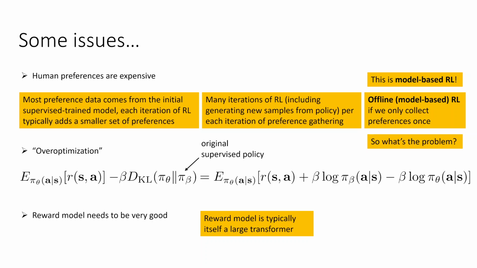And typically when you do this, you would use a very large reward model, typically a large transformer that is itself pre-trained to be a language model, and then fine-tuned to output the reward. Because the reward model needs to be very good. It needs to be powerful enough that it can resist all that optimization exploitation pressure from reinforcement learning.